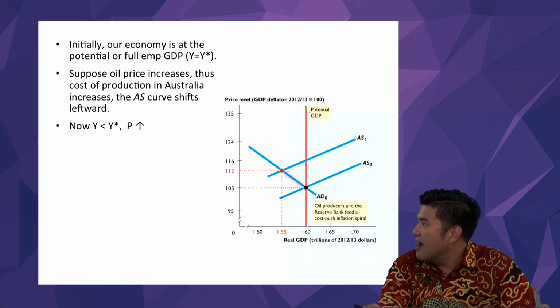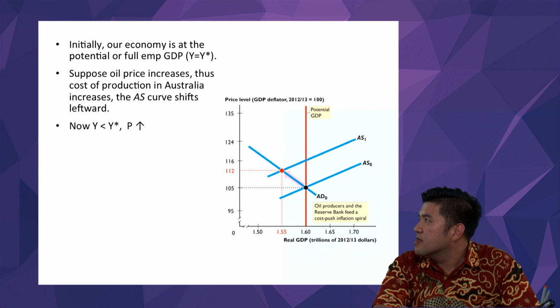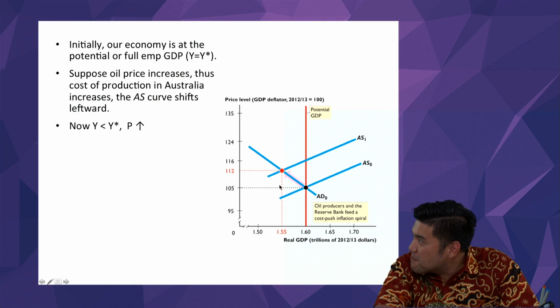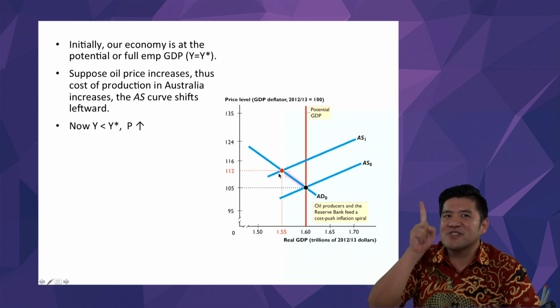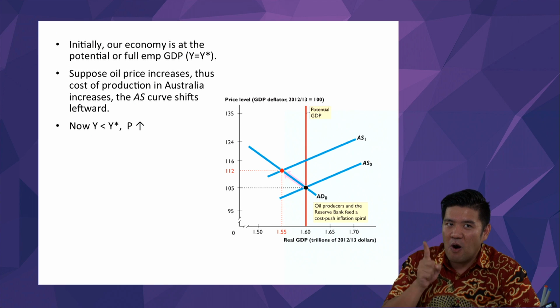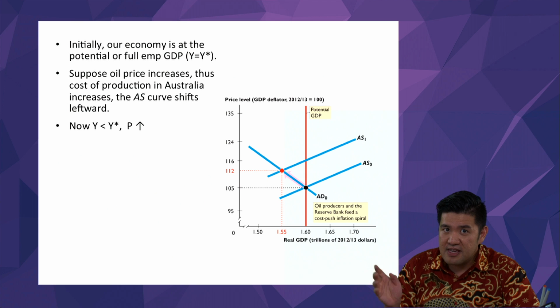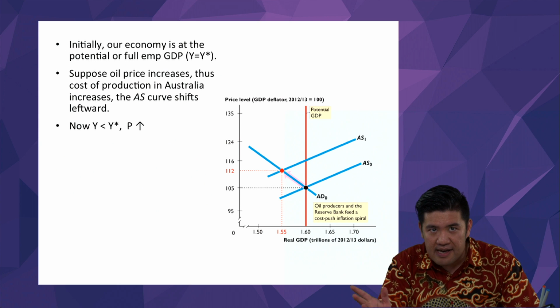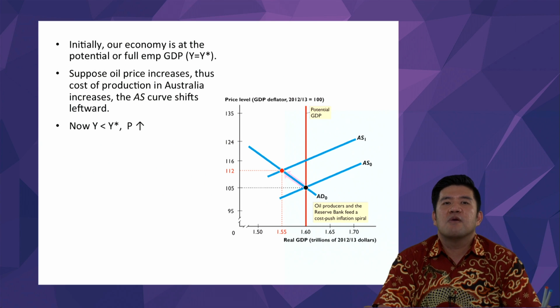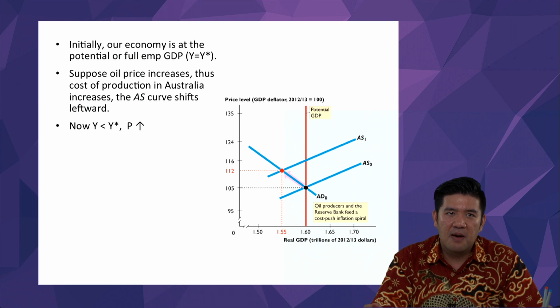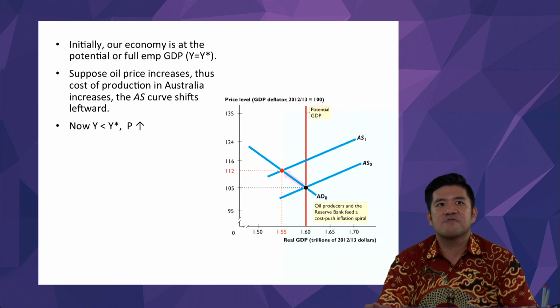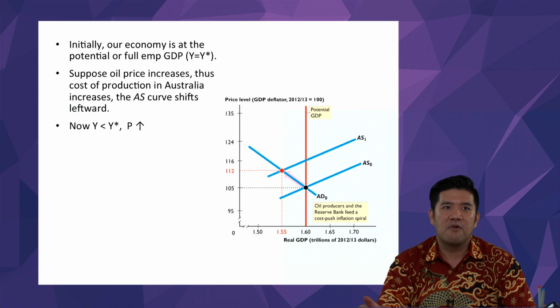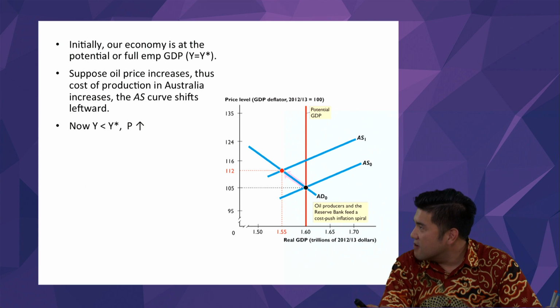When AS shifts to the left, what happens, guys? We were starting at that point there. Now we are at that point of equilibrium. Real GDP goes down. Price goes up. Cost push inflation. What caused that, guys? AS shifting to the left. What may cause AS to be shifting to the left, AS to be decreasing? One simple example is oil price becomes more expensive. That means the cost to produce goods and services becomes more expensive. Can you follow the logic there?